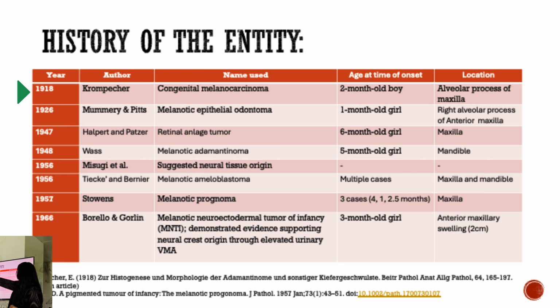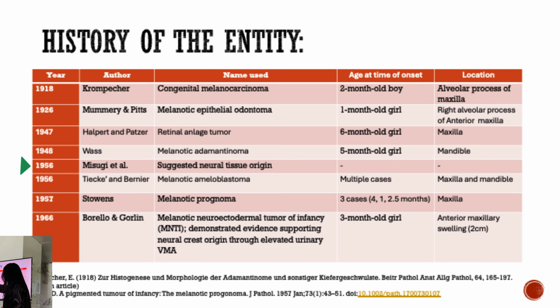First of all, Prompetcher identified the first case in 1918. It was in a 2-month-old boy, and the swelling was on the maxilla. They saw something related to melanocytes, so they called it congenital melanocarcinoma. That name switched to melanotic epithelial tumor, probably because they identified the other cellular component. In 1926, it switched to retinal anlage tumor and melanotic adamantinoma.